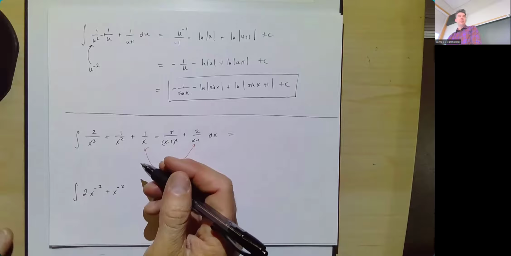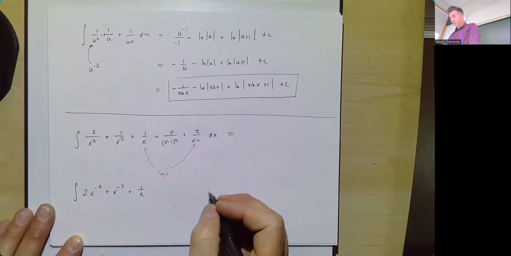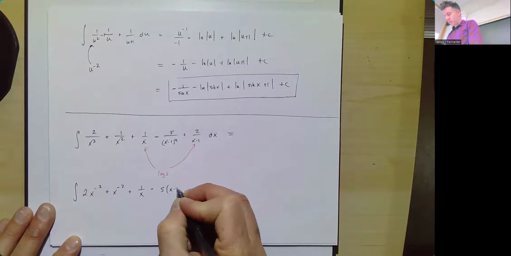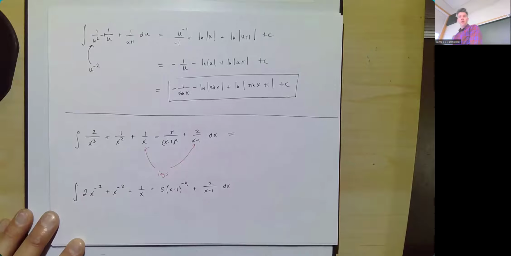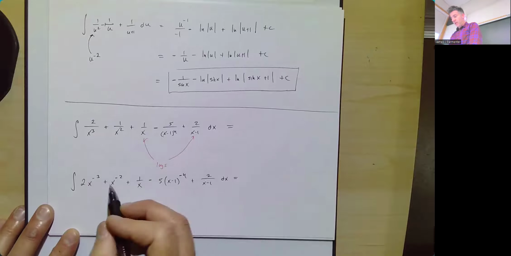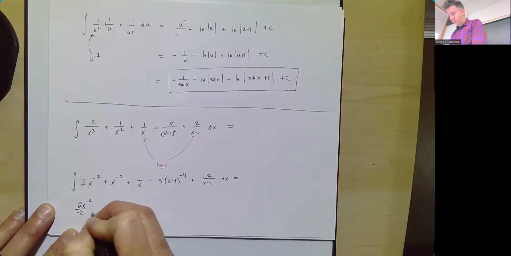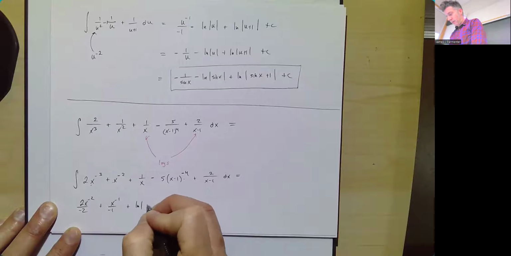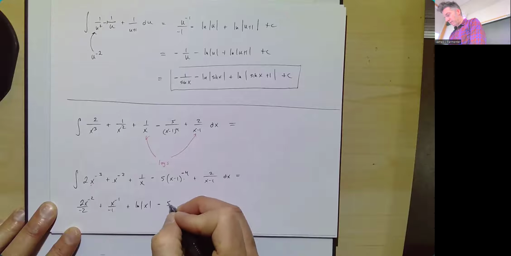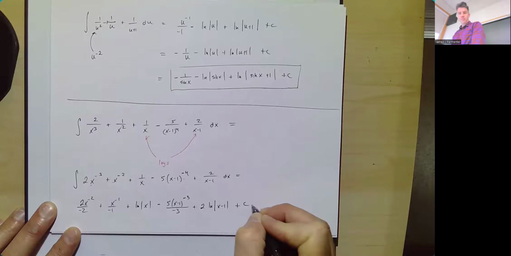I know I could write it as x to the negative 1, but to me it's easier to remember its integral is going to be a logarithm if I write it as 1 over x. Minus 5 times x minus 1 to the negative fourth plus 2 over x minus 1. And then to integrate this, I'm using the anti-power rule on these things with negative powers. So I'm going to get 2x to the negative 2 over negative 2 plus x to the negative 1 over negative 1 plus the natural log of the absolute value of x, minus 5 x minus 1 to the negative 3 over negative 3 plus 2 times the natural log of the absolute value of x minus 1 plus c.